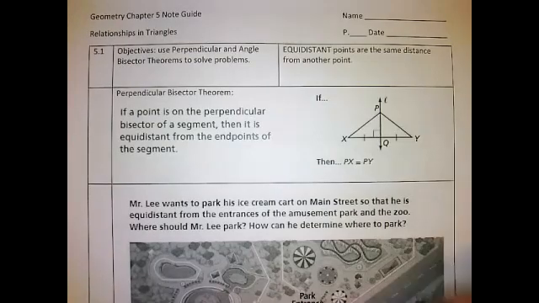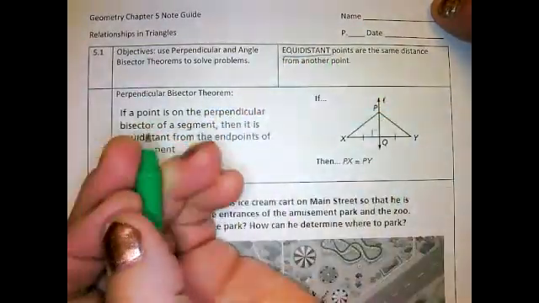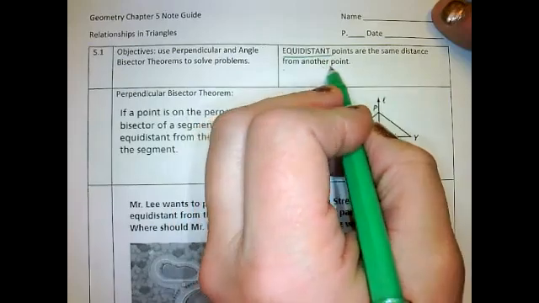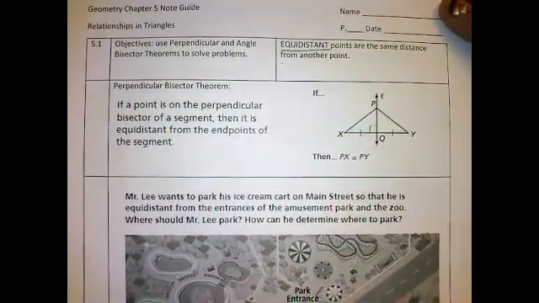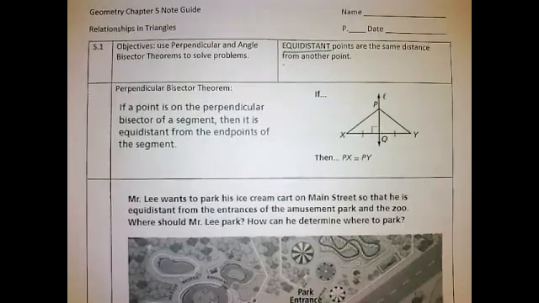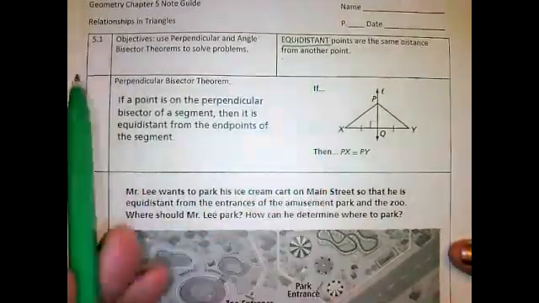So the very first thing you need to know is the definition of equidistant. Equidistant points are points that are the same distance from another point. Okay, so equidistant, the same distance. We're going to be talking about that as we progress. So let's talk about the perpendicular bisector theorem and how that relates to equidistant.